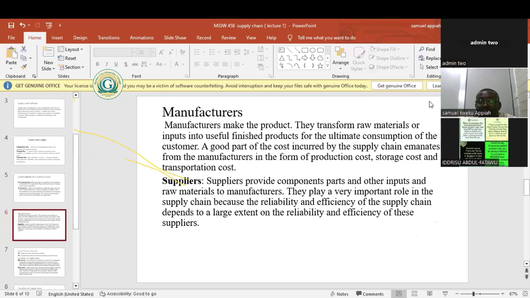Okay, so the next component, which is the last but not the least, is the supplier. Suppliers provide component parts and other inputs and raw materials to the manufacturers. They play a very important role in the supply chain, because the reliability and efficiency of the supply chain depends to a large extent on the reliability and efficiency of these suppliers. So suppliers are very, very important. I think from here, we are now able to distinguish between a distributor and the supplier. The distributor deals with the finished product, while the supplier deals with raw material.